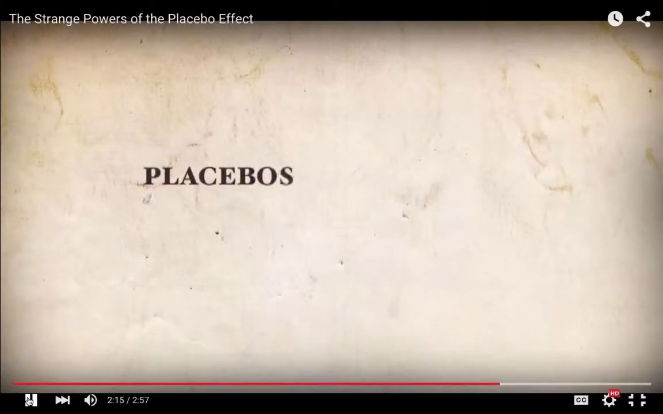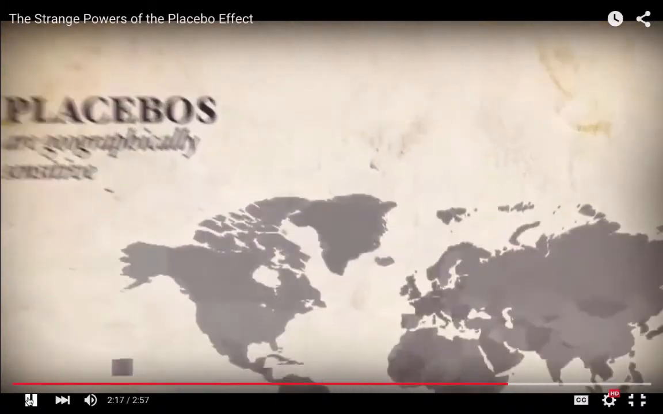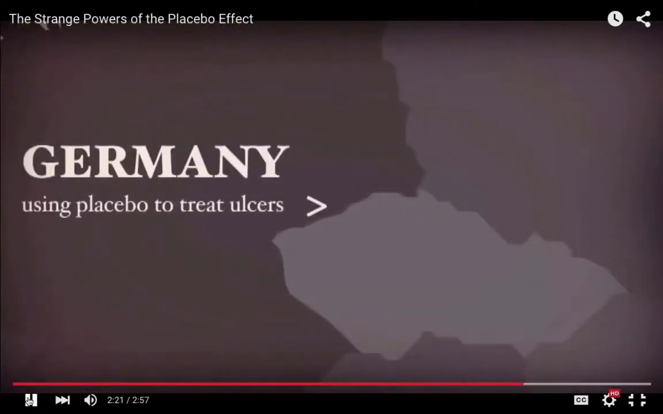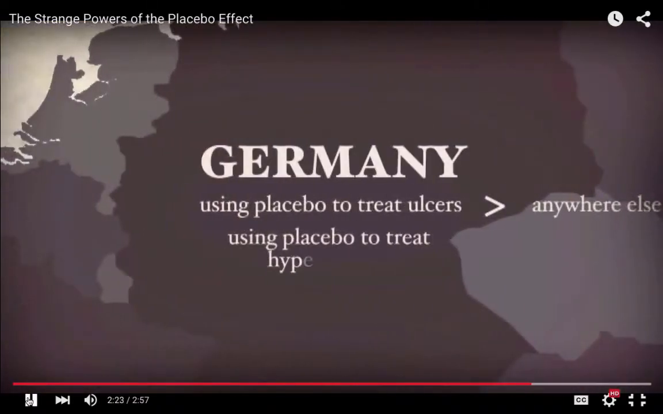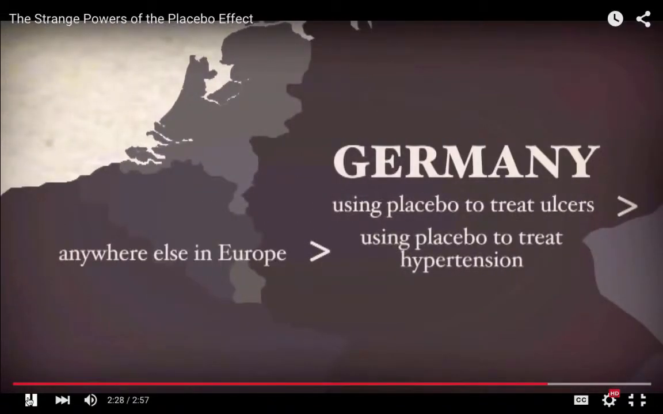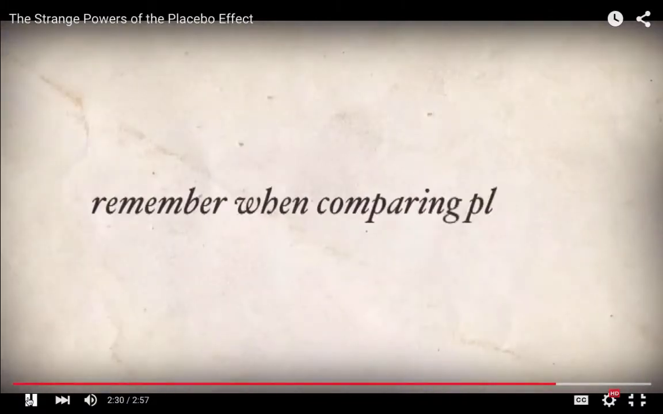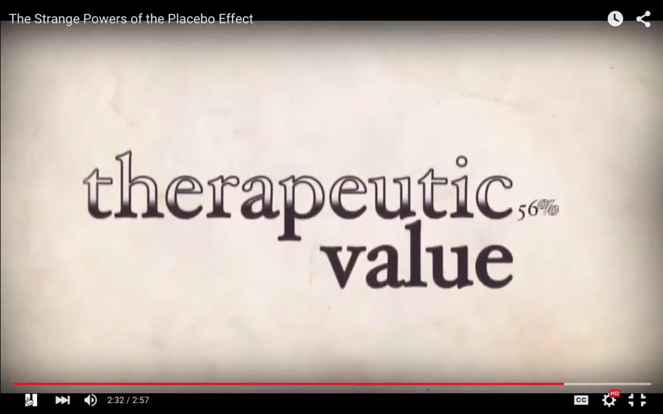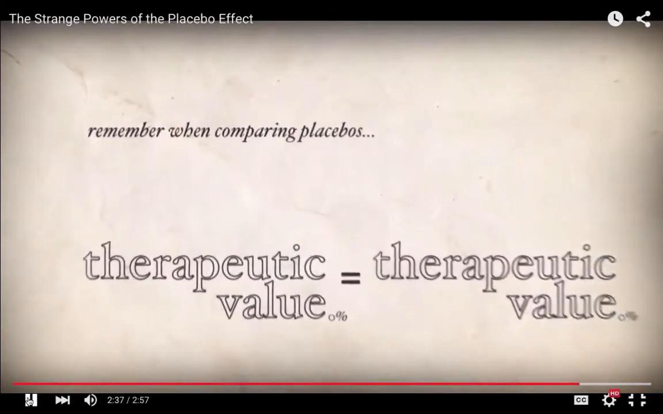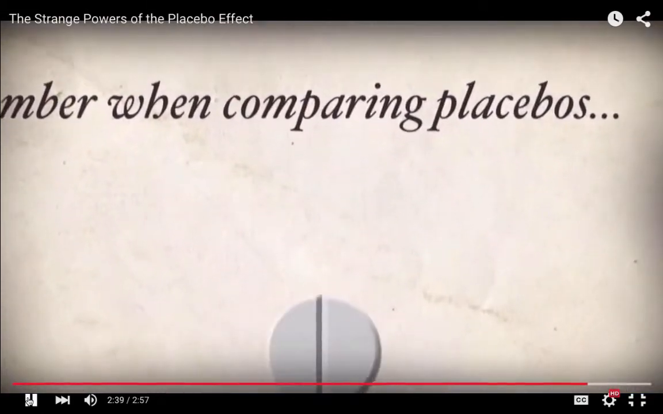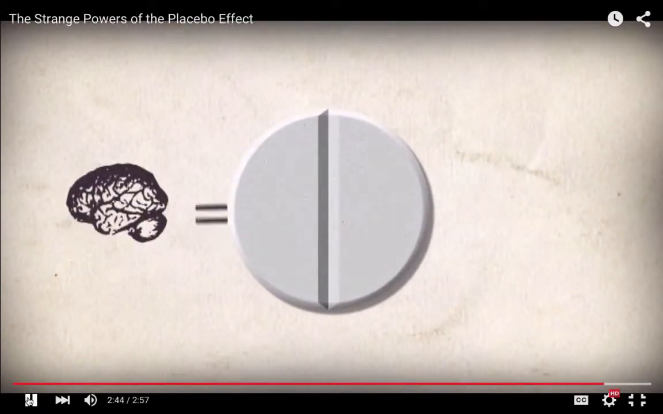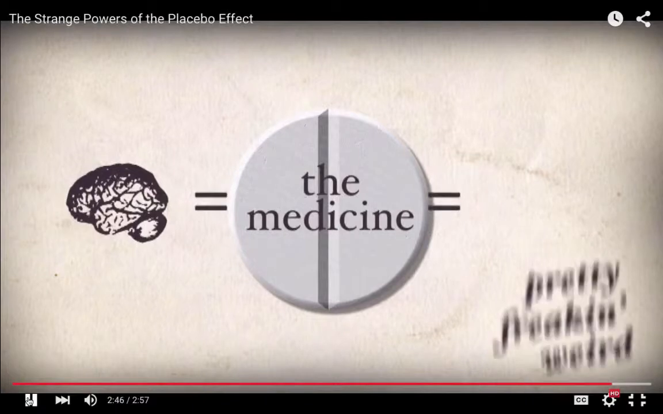Placebos don't even seem to work the same from place to place. For example, in Germany, using a placebo to treat ulcers works better than anywhere else in Europe. But using a placebo that treats hypertension doesn't work nearly as well as it does for its neighbours. Now, remember that all of this is about comparing things that both have nothing medically effective in them, which goes to show that a placebo isn't about what's in it, but about the beliefs that we load onto it. Our minds create the medicine, and that is pretty freaking weird.